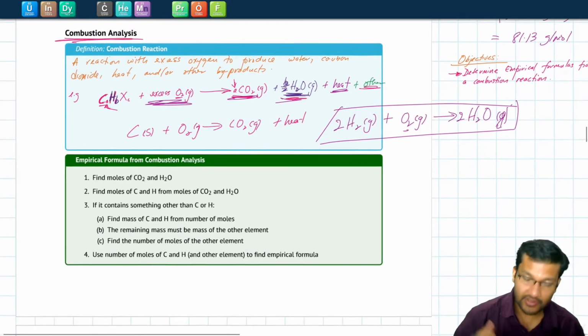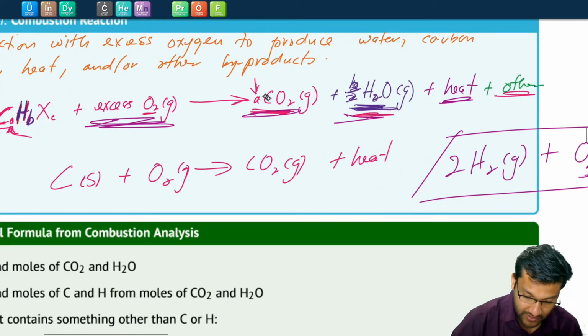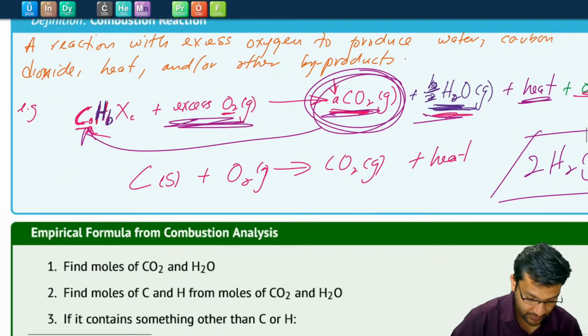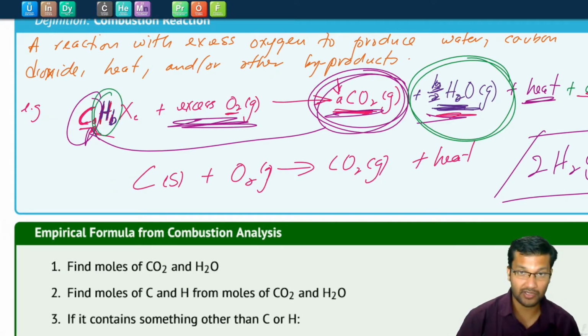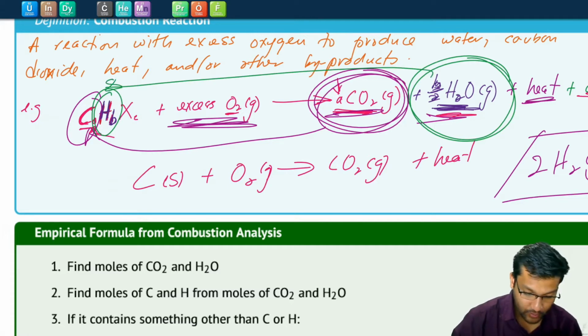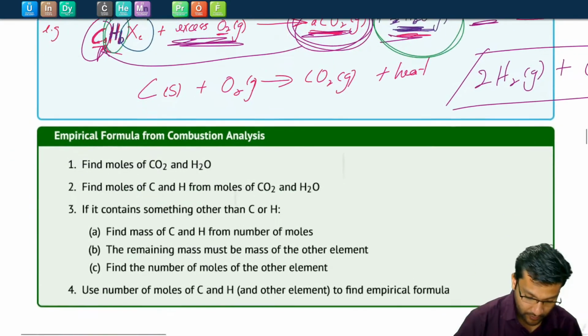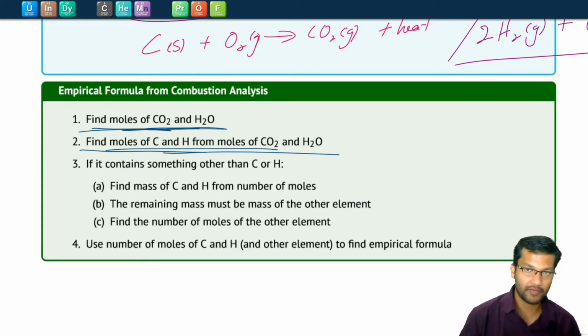Now, to figure out the empirical formula from a combustion analysis takes a few steps. So if you can figure out however many moles of carbon dioxide you have, you know however many moles of carbon you started with, right? Similarly, if you figure out how many moles of water vapor you ended up with, you can figure out however many hydrogen you started with. And finally, whatever is left over is going to be the third element. So if you find the moles of carbon dioxide and water, you can use that to find the number of moles of carbon and hydrogen, and then you can use that to sort of figure out the formula.